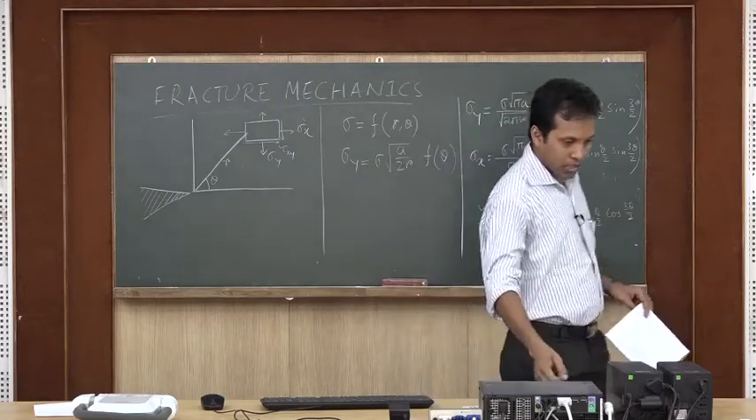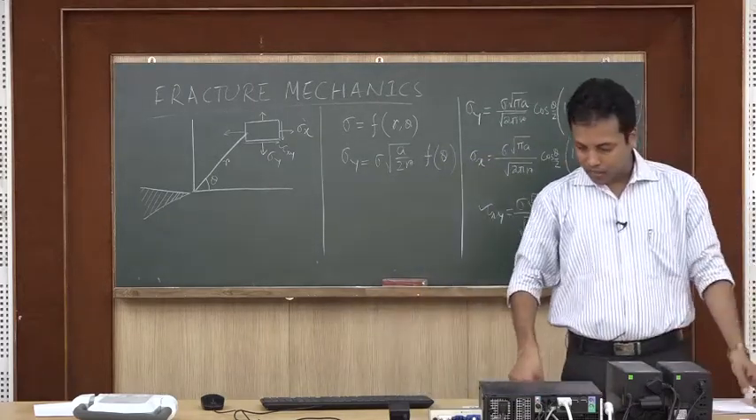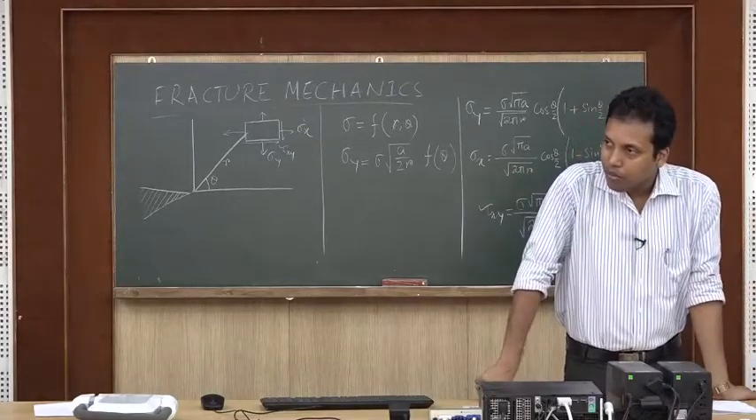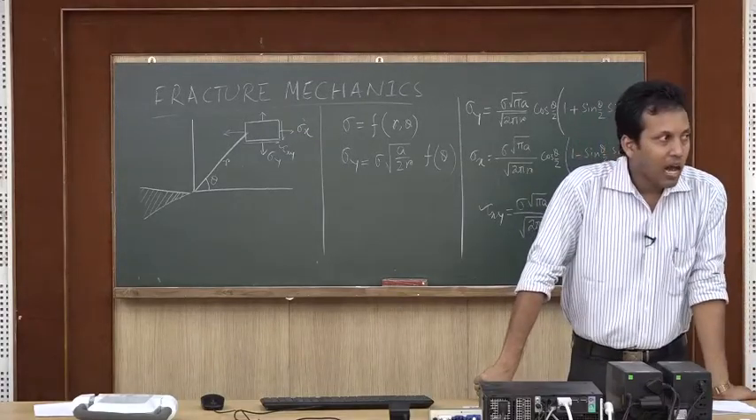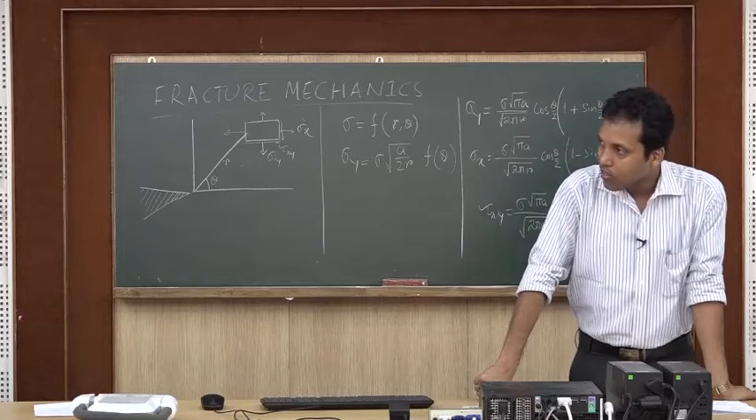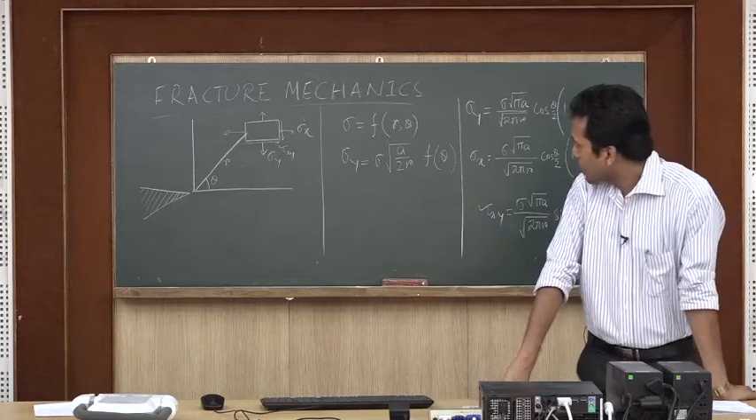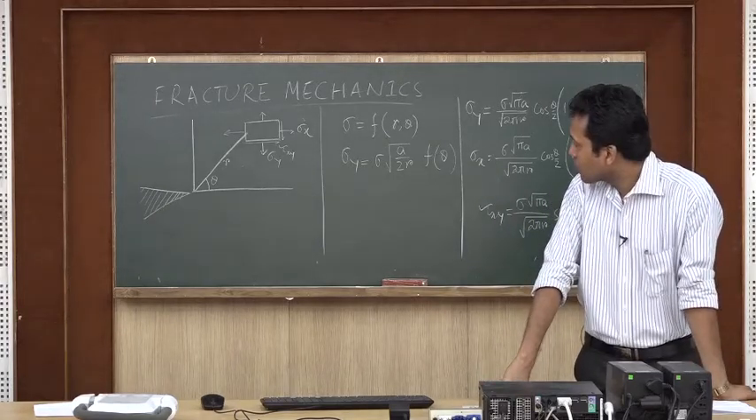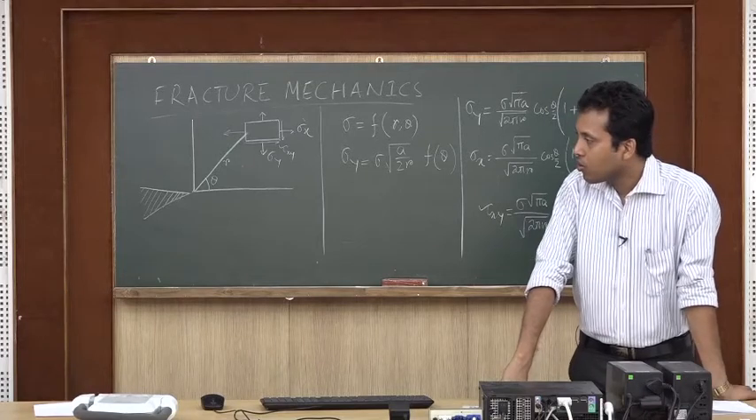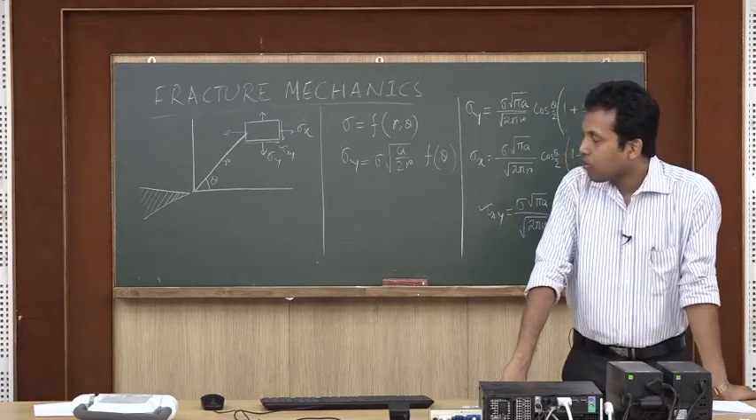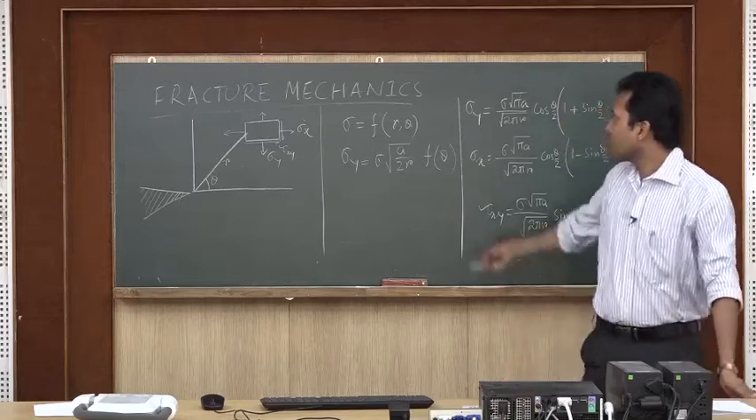Okay. So the stress analysis tells us that ahead of a crack tip, at a distance r and angle theta, the sigma x, sigma y, and tau xy terms will be equal to, in this way, sigma root pi a, or rather this side, as I have written.